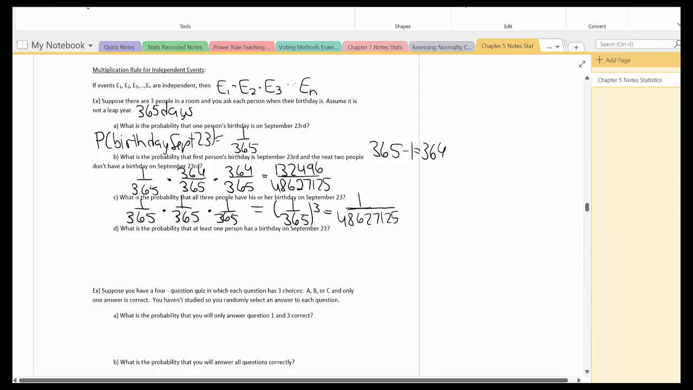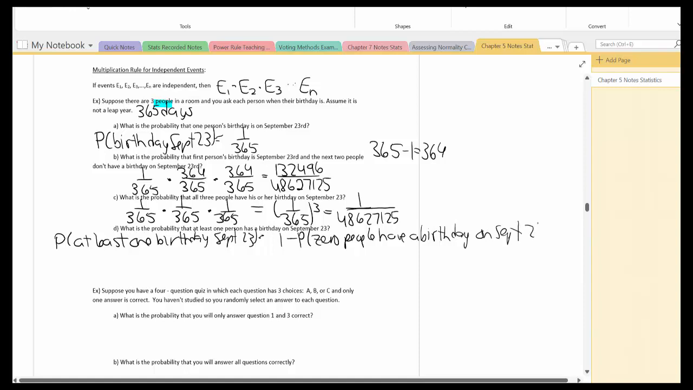Okay, part D. What's the probability that at least one person has a birthday on September 23rd? Again, remember, we're still talking about three people in the room. All right, so the probability of at least one birthday on September 23rd is 1 minus the probability of 0 people having a birthday on September 23rd.